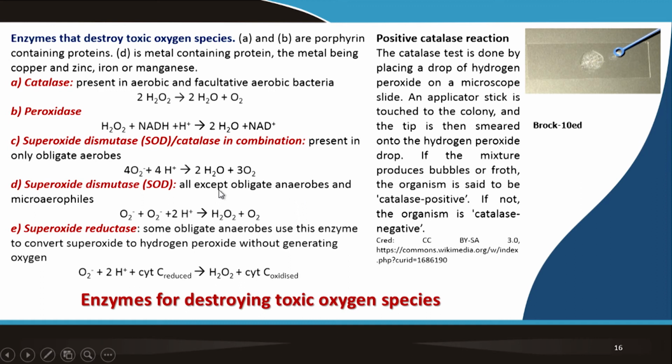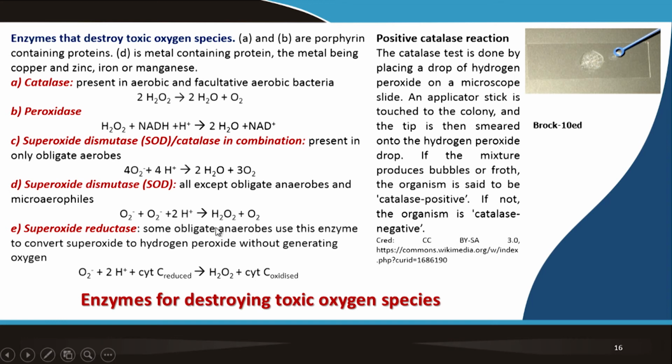Let me rephrase that. Superoxide dismutase is common to all bacteria except obligate anaerobes and microaerophilic bacteria. So you have two molecules of superoxide plus two protons resulting in hydrogen peroxide and molecular oxygen. And the last one is superoxide reductase.